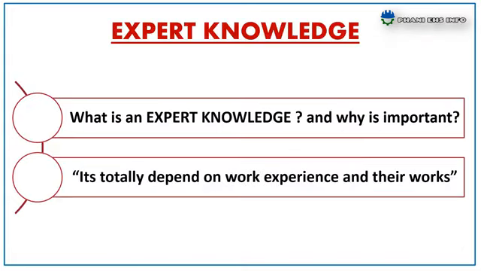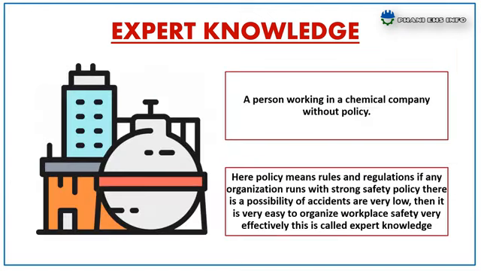Next one, expert knowledge. What is expert knowledge and why is it important? It totally depends on work experience and their works. A person working in a chemical company without policy. Here policy means rules and regulations. If any organization runs with a strong safety policy, the possibility of accidents is very low. Then it is very easy to organize the workplace safely and very effectively. This is called expert knowledge.